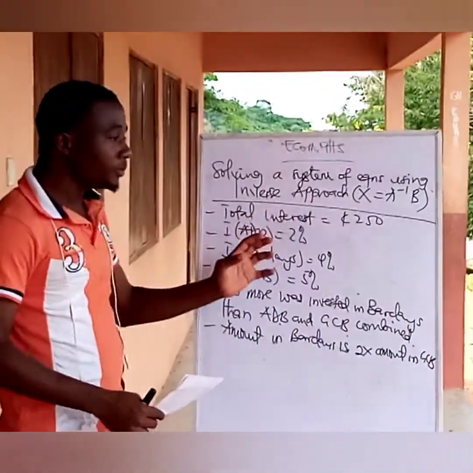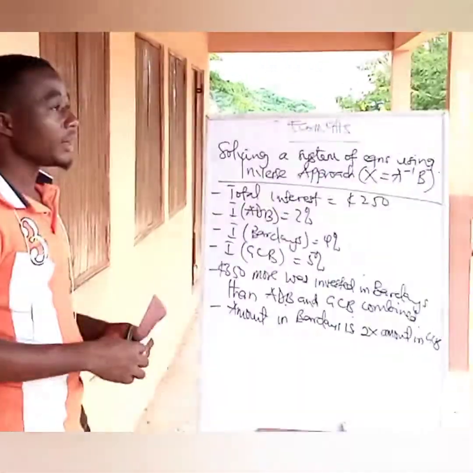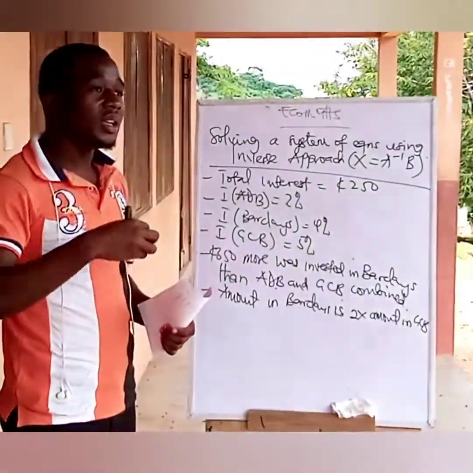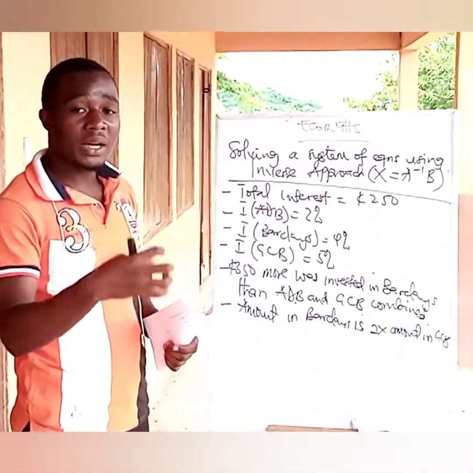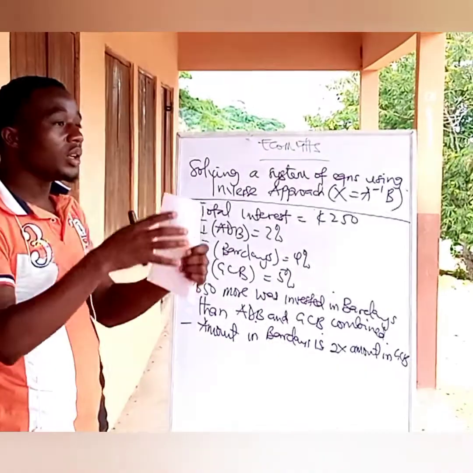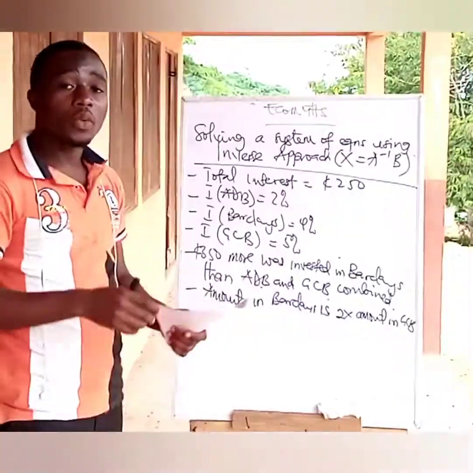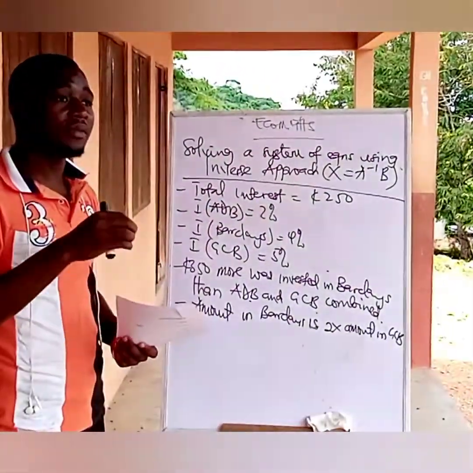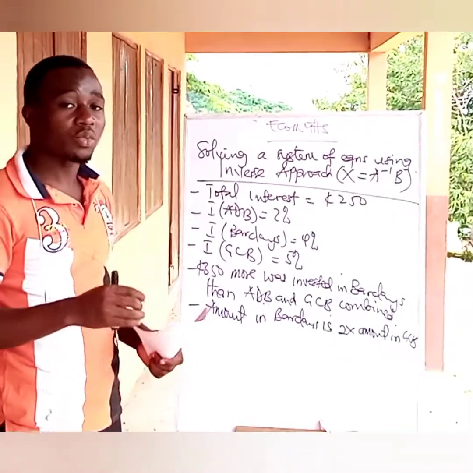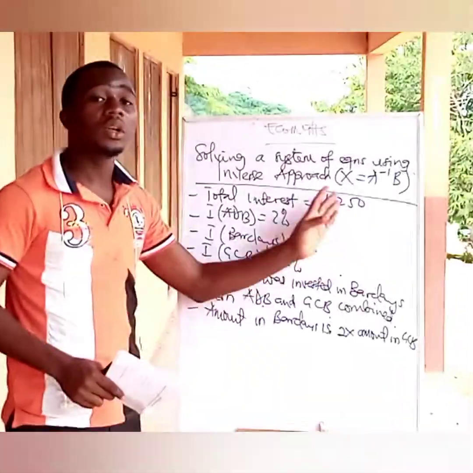So I just try to write out what is in the word problem so that it can make sense to us. He said that he received 250 as interest on all the amounts invested in the various banks. So in totality, the interest that he received on all the amounts invested was 250. When you put together the interest on the amounts invested in ADB, GCB, and Barclays, it should give you 250. So that's why I wrote total interest equal to 250.